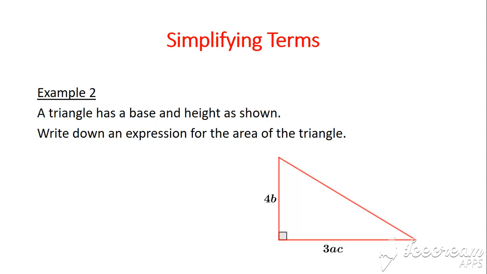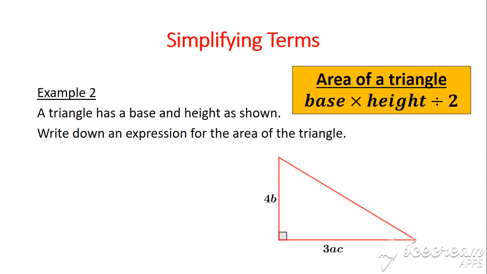Example 2, the triangle has a base and a height as shown. You need to write down an expression for the area of the triangle. Well, the area of a triangle is just base times height divided by 2. So we're going to go base, which is 3AC, multiplied by the height, which is 4B, and divided all by 2.